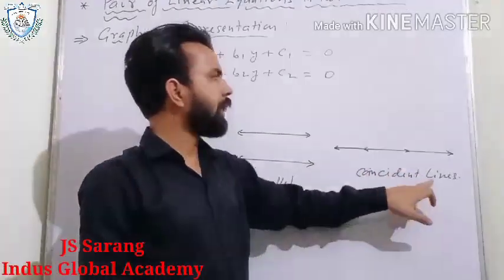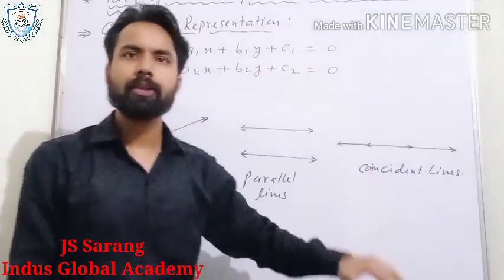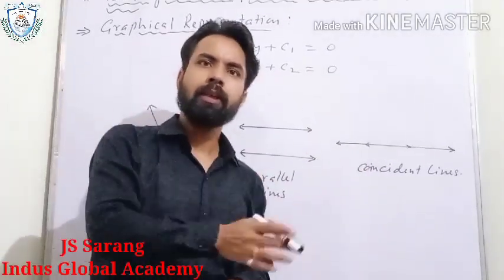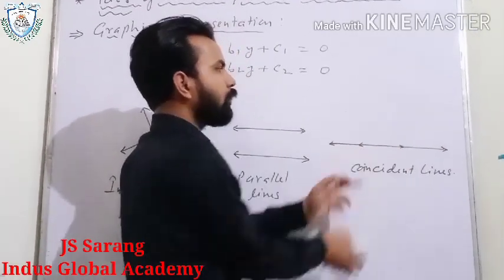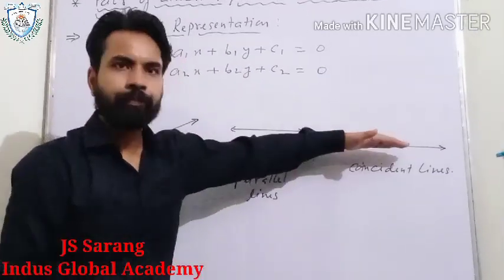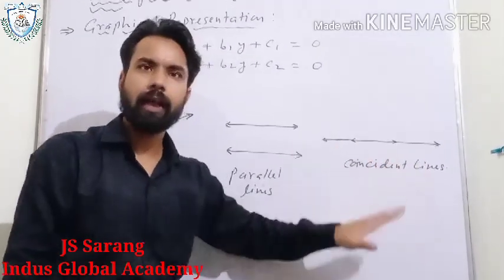And the coincident lines are two lines which lie on each other. First line is this, or second line is this. Both lie on each other. So this type of lines is known as coincident lines.